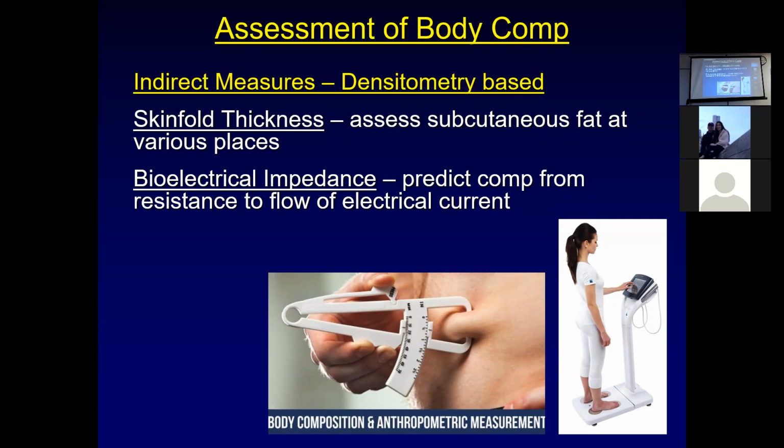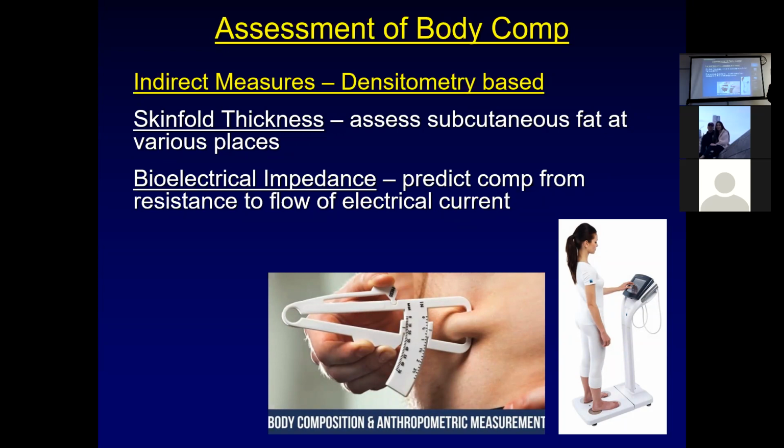Okay? But what basically happens is you stand on these little metal plates, or you hold something in your arms that has little metal plates on it, and it runs an electrical current into your body. You cannot feel it. It is imperceptible. It's not going to shock you. But muscle is mostly water. Water is a very, very good transmitter of electricity. Okay?